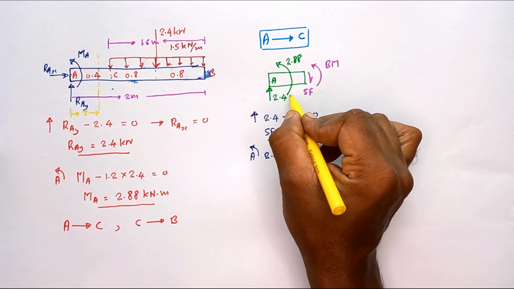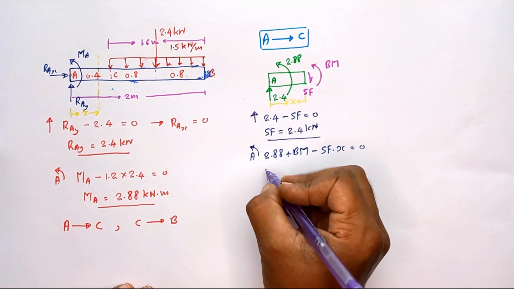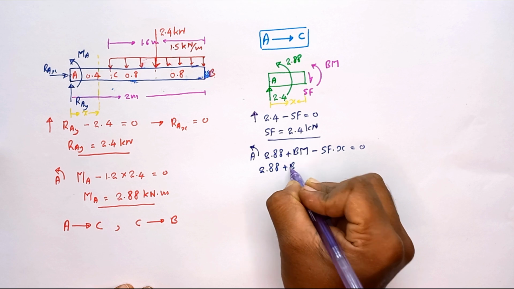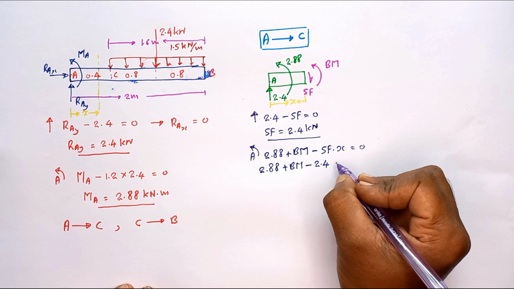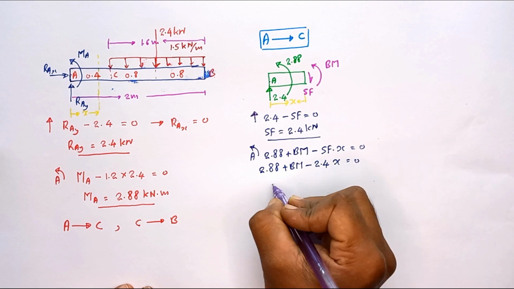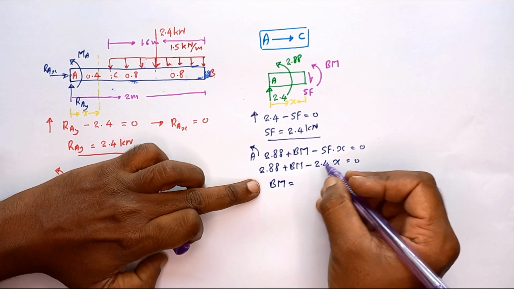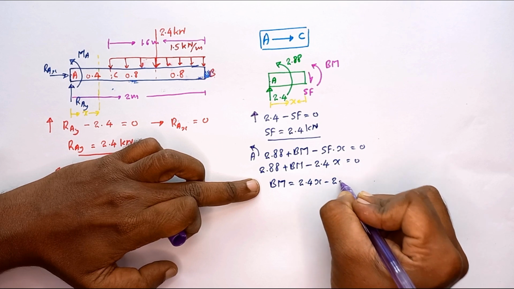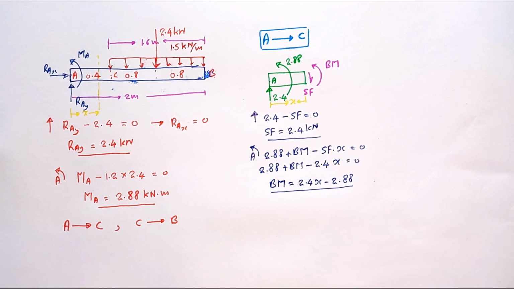This length is equal to x. Here 2.88 plus bending moment minus shear force. Already we have calculated the value, 2.4 kilonewton into x is equal to 0. So then the bending moment equation we can write, the bending moment is equal to 2.4x minus 2.88. This is how the bending moment is varied throughout the length of A to C.